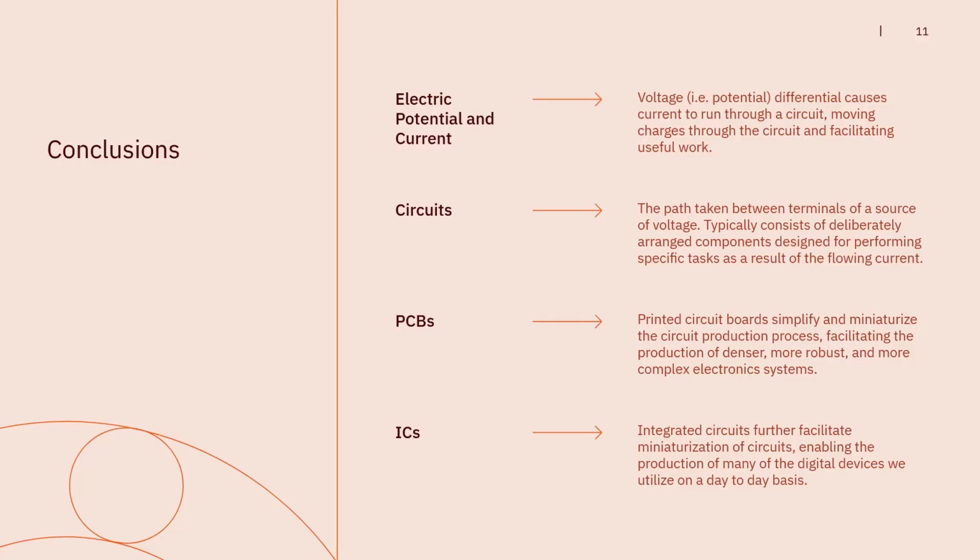So what have we learned here today? We've discussed electric potential and current, and how potential differential causes current to run through a circuit, enabling the extraction of useful work from its constituent components. We've discussed circuits, what they are, how they can be used, as well as what resistors and capacitors are, and how they work and can be used. We've discussed PCBs, some use cases, why they exist, how useful they are, and we've discussed ICs, and how they are similar to PCBs and are the central node around which the newly digitized world revolves.